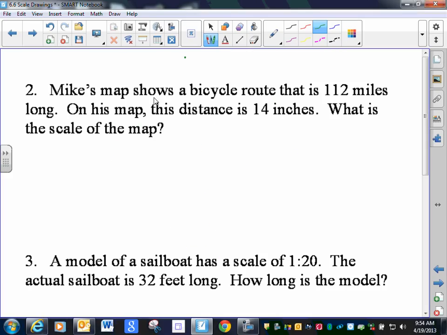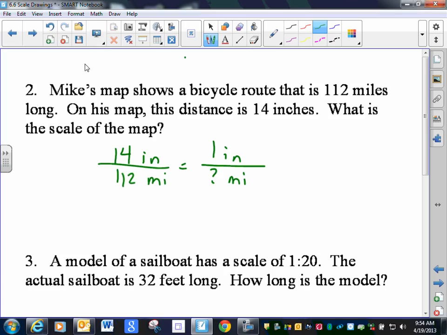Mike's map shows a bicycle route that's 112 miles long. On his map, the distance is 14 inches. What's the scale of the map? So we're actually being asked how much. The question here is, if 14 inches is 112 miles, we want to know how many miles per 1 inch to give us the scale.